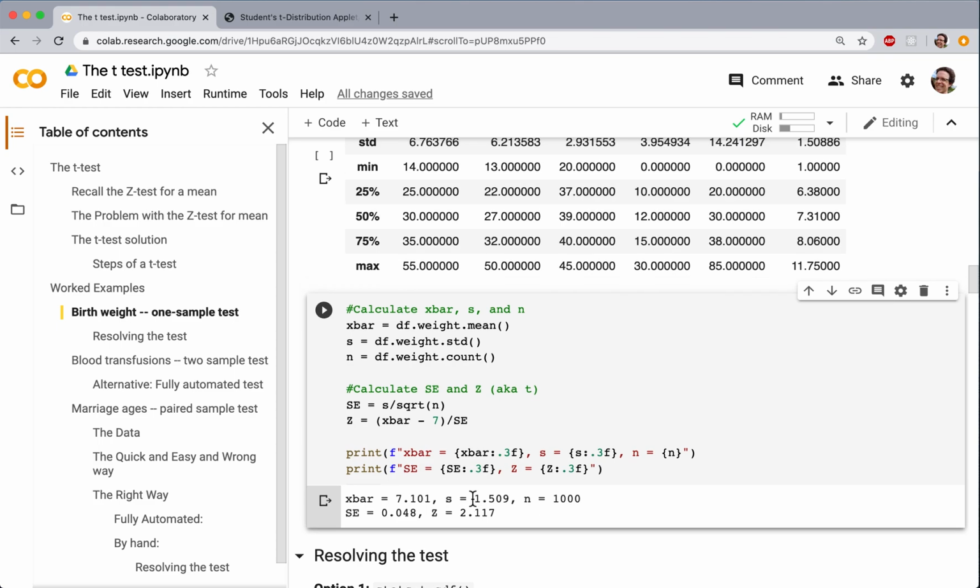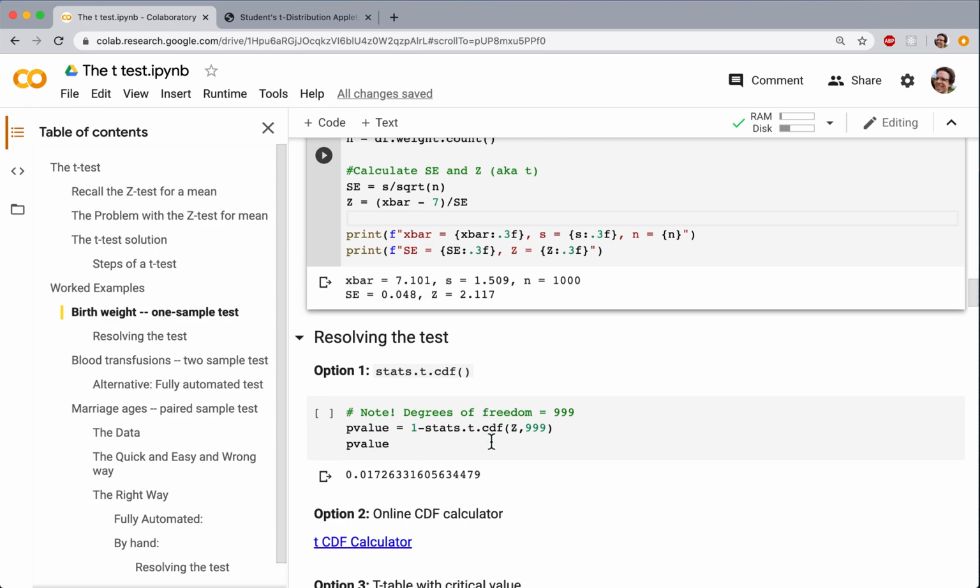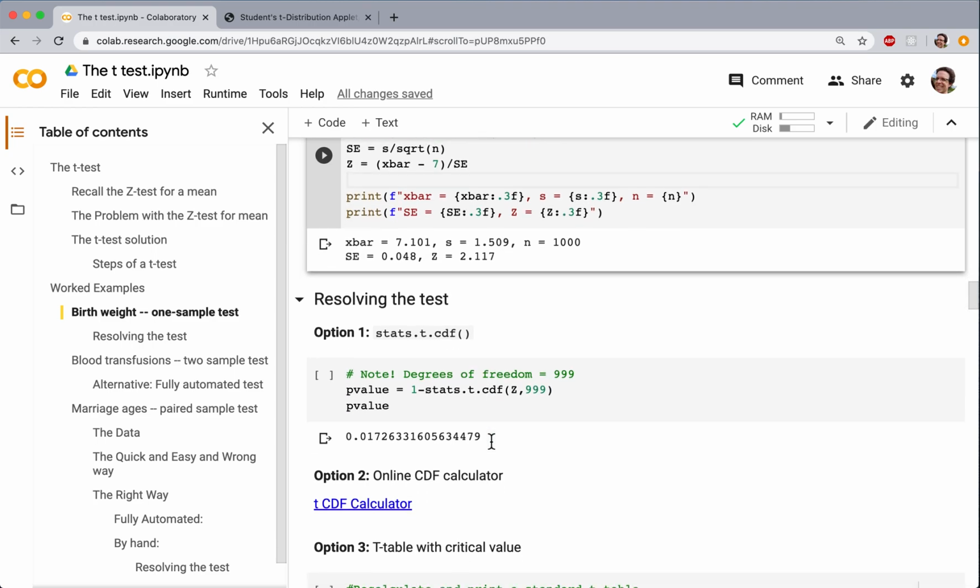Now, this is where normally we would go to the bell curve and say, okay, how does this fit on the bell curve? And what's the tail weight on the bell curve? But now we want to do the t-test because we want to compensate for this error of plugging in s for sigma. So we're going to do a t-test instead of a z-test. So how do we do that? Well, we have three options for resolving the test.